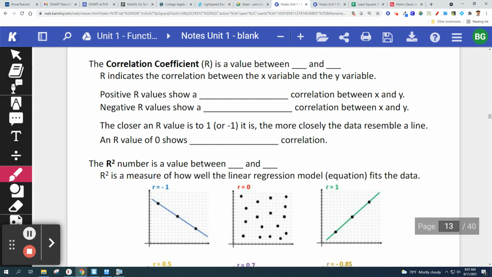The correlation coefficient R is a value between -1 and 1.